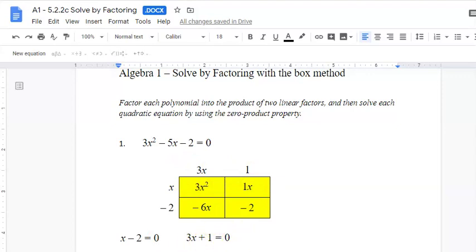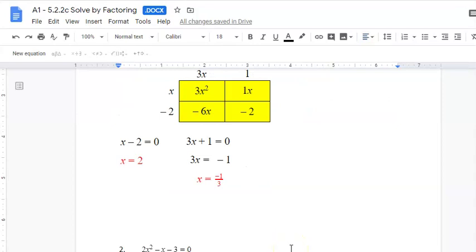The next step is to solve. To solve the first equation, we would add 2 to both sides and get x is equal to 2. To solve the second equation, we would subtract 1 from both sides to get 3x equals negative 1, and then divide both sides by the 3, which gives us x is equal to negative 1/3.